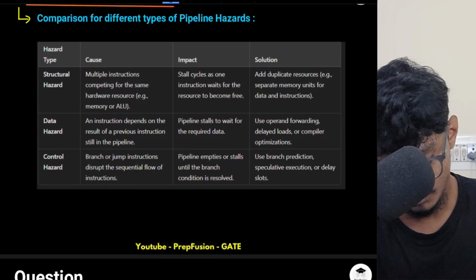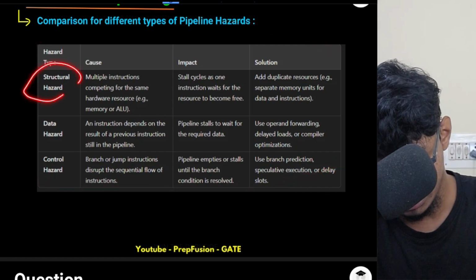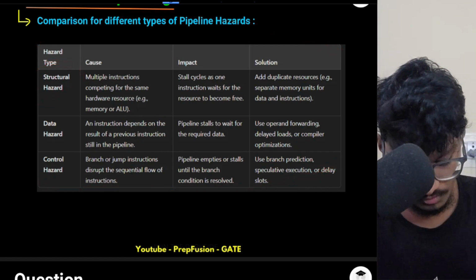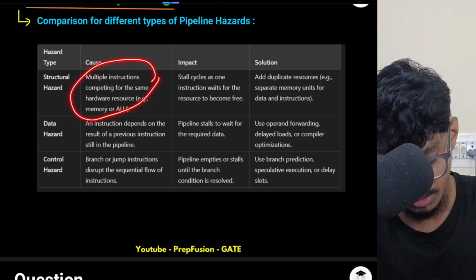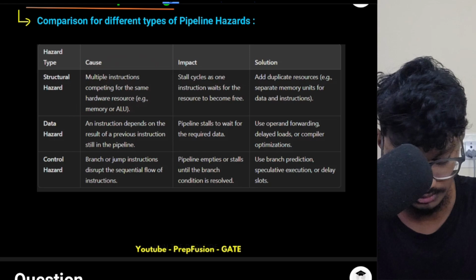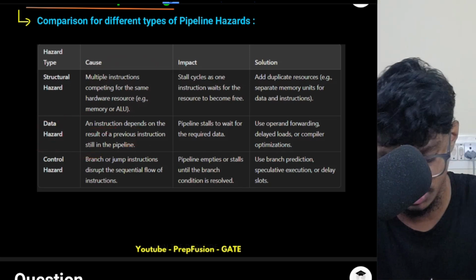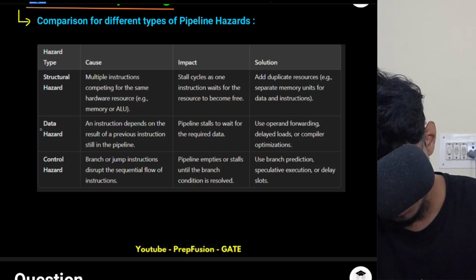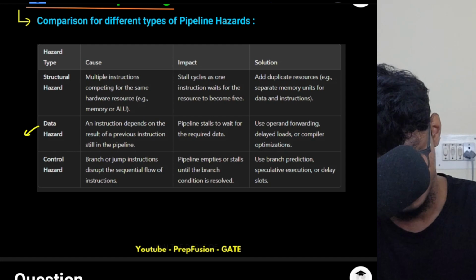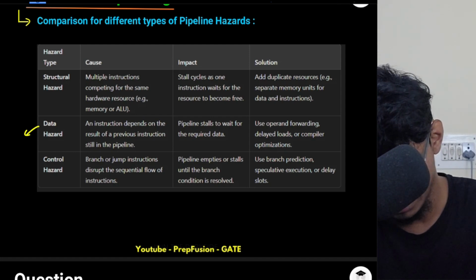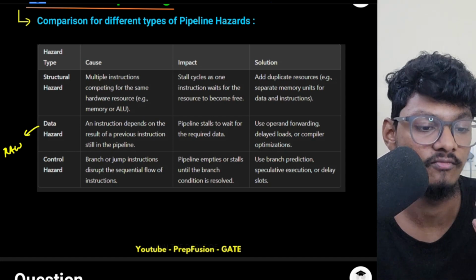Okay, so this is a comparison table between all the different types of hazards. So what is structural hazard? It is like the hazard that we studied now. It is a resource conflict, where I have multiple instructions competing for the same hardware resource. Data hazard: an instruction depends on the result of the previous instruction still in pipeline. So remember, only RAW dependency is the true dependency. Other dependencies are basically false or anti-dependency.